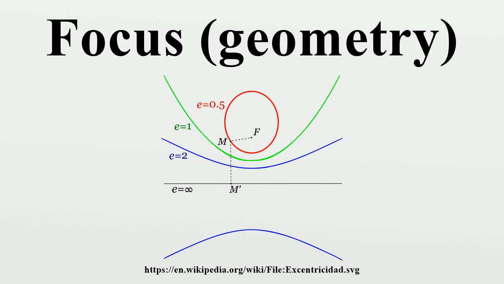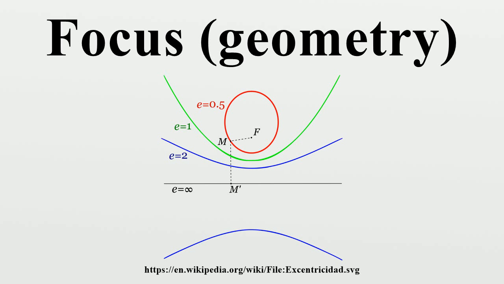If e is between 0 and 1, the conic is an ellipse. If e equals 1, the conic is a parabola, and if e is greater than 1, the conic is a hyperbola. If the distance to the focus is fixed and the directrix is a line at infinity, so the eccentricity is 0, then the conic is a circle.